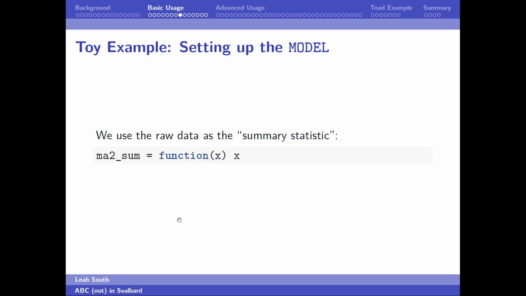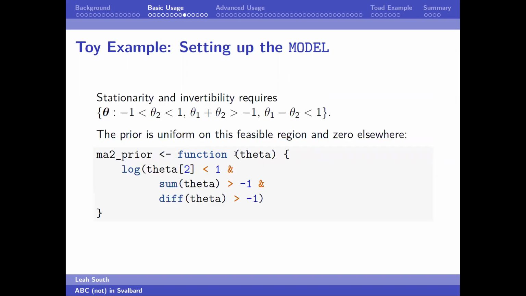You also need your summary statistic. In this case, we're just going to use the raw data, so it's really simple: you plug in the data and it gives you the data back. And we need a prior as well. We're just going to have a uniform prior on a feasible region that's defined here. This feasible region is the region that gives us an MA2 model that's stationary and invertible. That's just written in here. We plug in our parameter theta, and then it gives us the log prior evaluation.